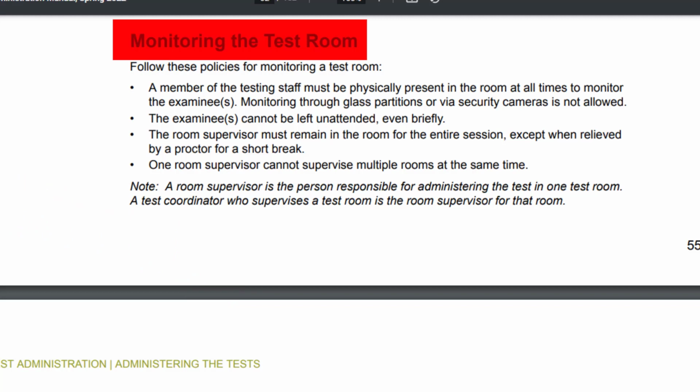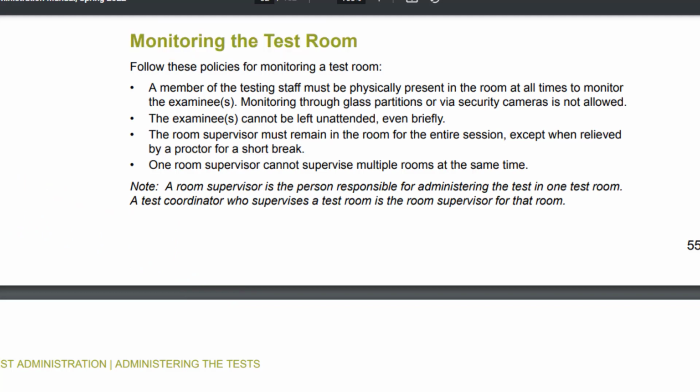Monitoring the test room. This is on page 55. Follow these policies for monitoring a test room. A member of the testing staff must be physically present in the room at all times to monitor the examinee or examinees. Monitoring through glass partitions or via security cameras is not allowed. The examinee or examinees cannot be left unattended even briefly.